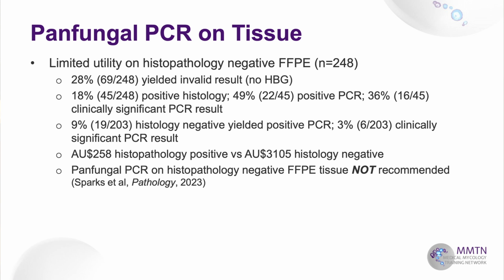So if we look at the cost of this, for a positive histopathology result, the cost in Australian dollars was about $250, but that was more than 10 times more for those which were histology negative to generate a clinically significant result. So from this, we've made recommendations, and we're trying to implement it, is that we don't do testing on histopathology negative samples, but this requires a lot more stewardship from our microbiologists.